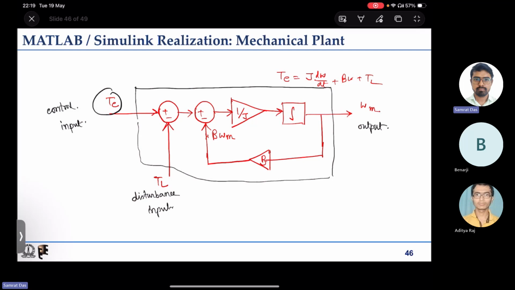Now what I am telling is, how this torque changes is not in the hand of this loop.